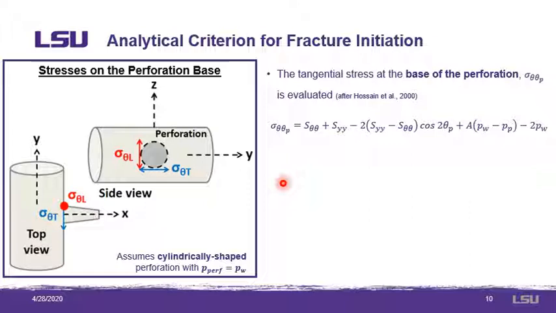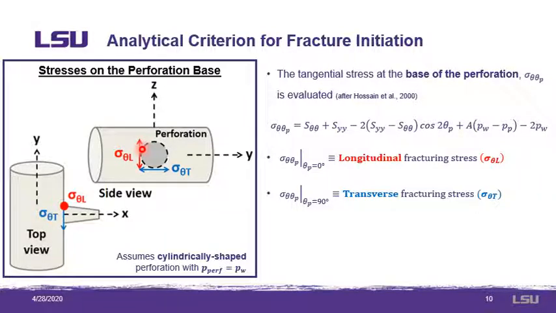The tangential stress on the perforation base shown here, indicated by the red arrow, is the stress we need to overcome in tension to generate longitudinal fracture initiation. So let's call this the longitudinal fracturing stress sigma theta L. And similarly, the tangential stress in this location here on the perforation base, indicated by the blue arrow, is the stress we need to overcome in tension to generate transverse fracture initiation. So let's call this the transverse fracturing stress sigma theta T.